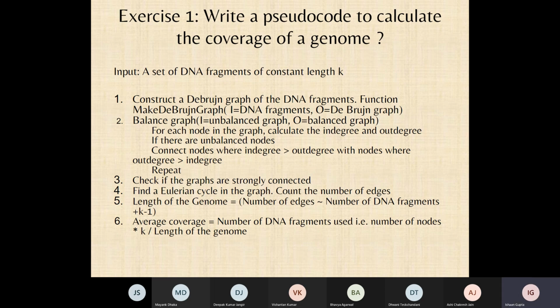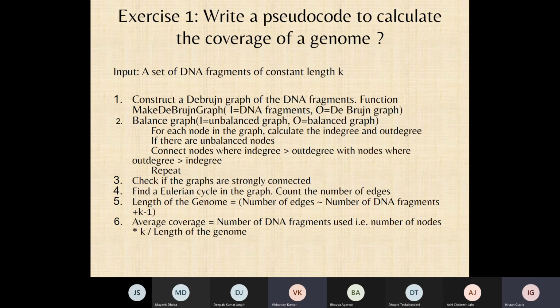This pseudocode. Yes, sir. I have rushed through this because I do not have time for this.